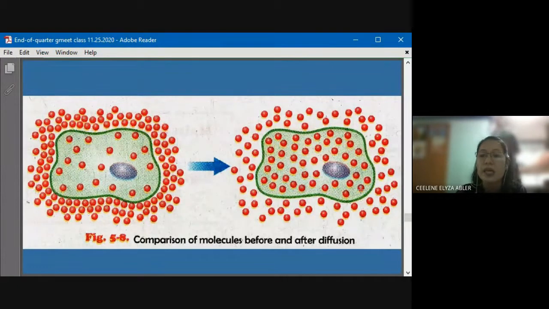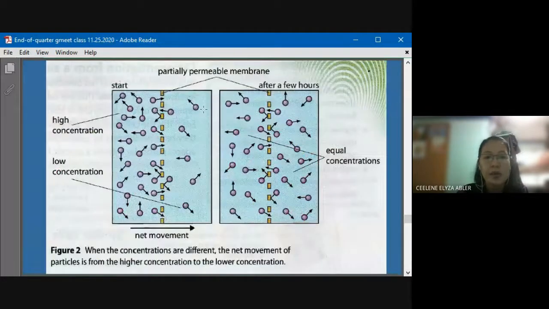Okay? So, if it's across a semi-permeable membrane, we call it osmosis. And if it's about water, it's osmosis. If it's about solutes, the term is diffusion. Alright? So, this is also how your semi-permeable membrane is used.